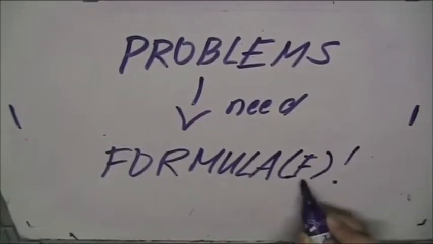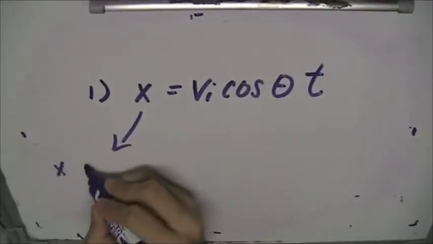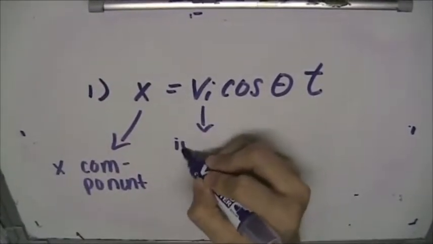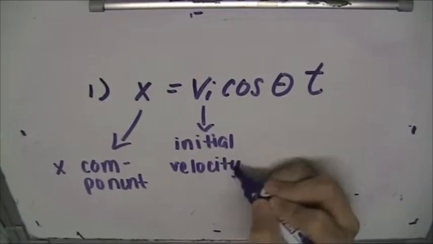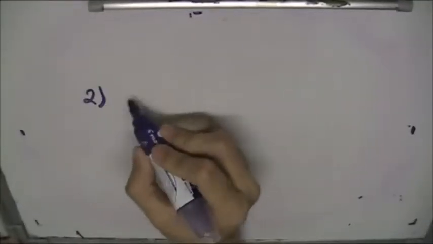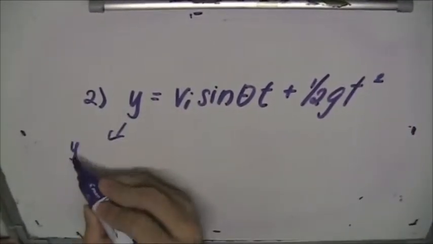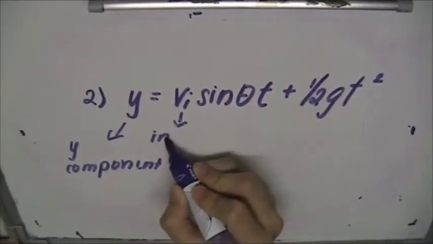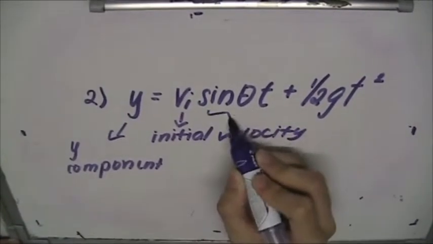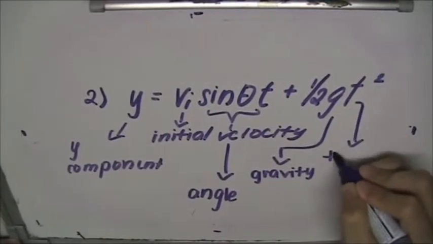And here are the formulas. Firstly, is x equals vi cosine theta t. X is the x component, vi is the initial velocity, cos theta is the cosine angle, t is the time. Secondly, y equals vi sine theta t plus 1/2 gt squared. Y is the y component, vi initial velocity, sine theta the angle, g gravity, and t is time.